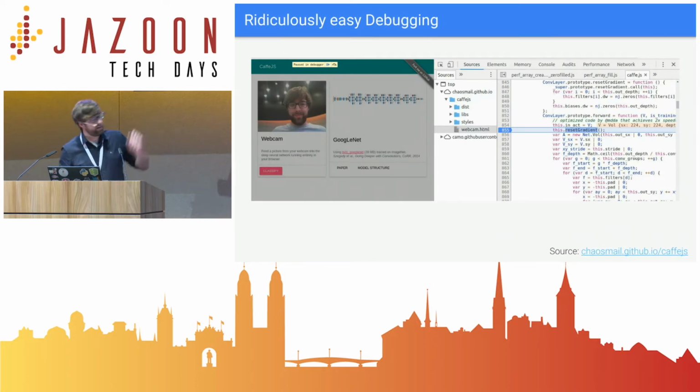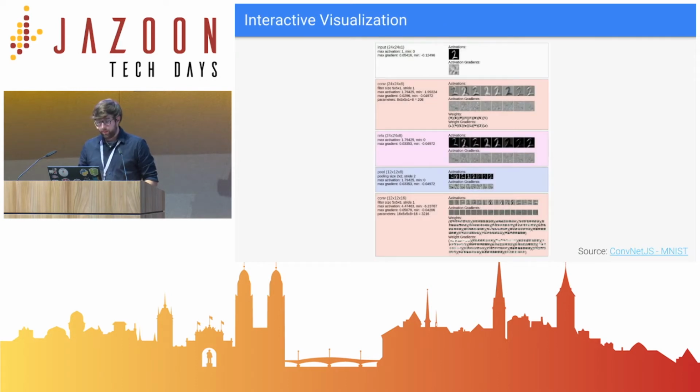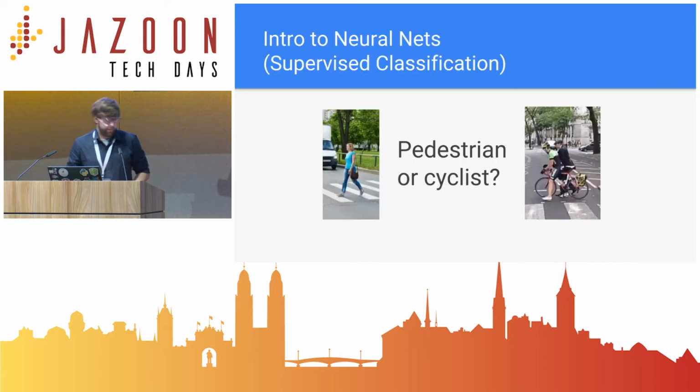Yeah, so this is the debugging feature. I told you this already. Some cool interactive visualizations. So this is a screenshot of the demo from ConvNetJS, where you can actually train a model in the browser. I will show it later. So now let's jump to the intro to neural nets.